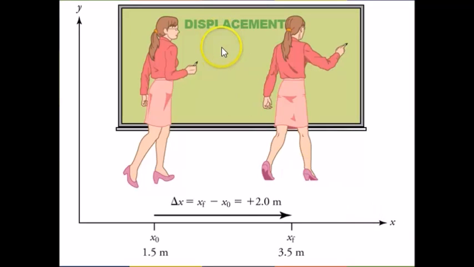Displacement is the change in position. So, for example, in this textbook they use x with subscript 0, x sub 0, to be initial position, and x with subscript f to be final position. So delta x, the displacement, is x final minus x initial. So if it ended at 3.5 and it began at 1.5, then your displacement is plus 2 meters.